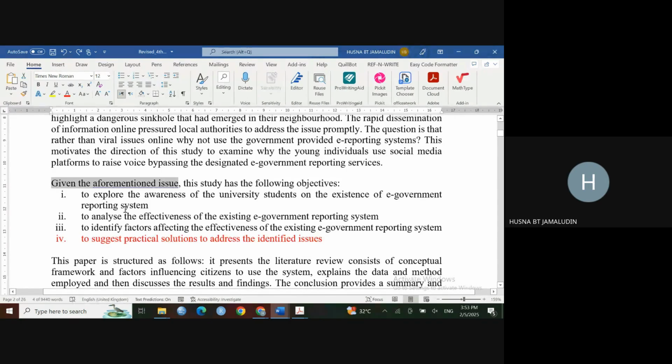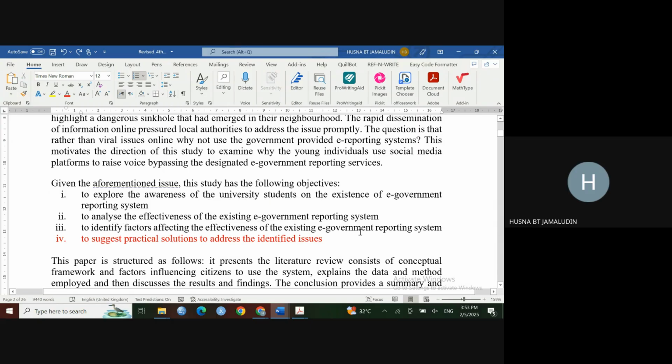So what is the objective? To explore students' awareness of the existence of this system. Okay, this is fine. To analyze the effectiveness of the current system. Sometimes the current system is there, but it is not effective, right? Factors affecting effectiveness. Okay, so she stopped here.